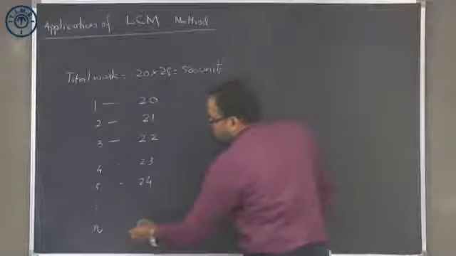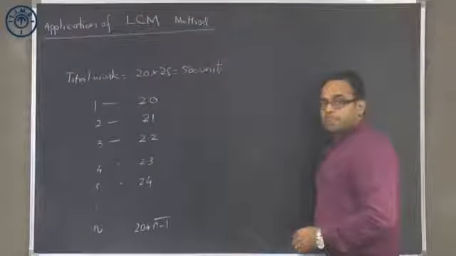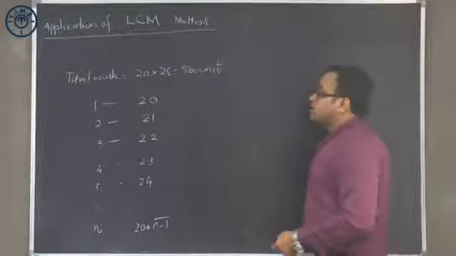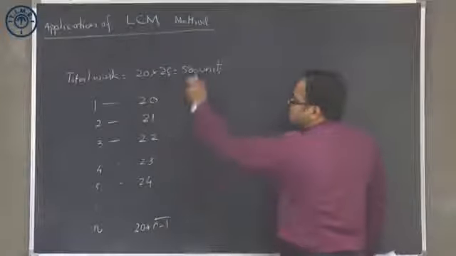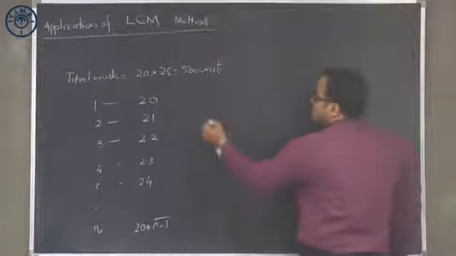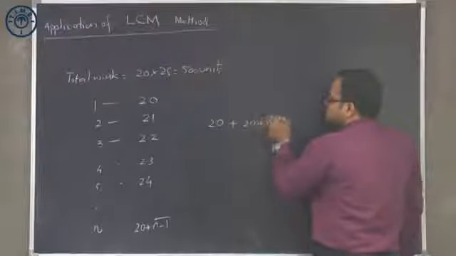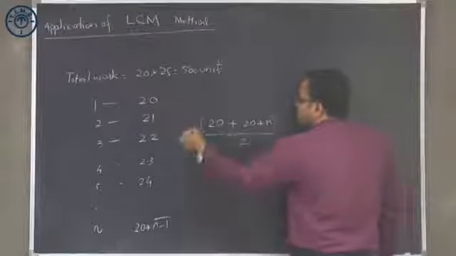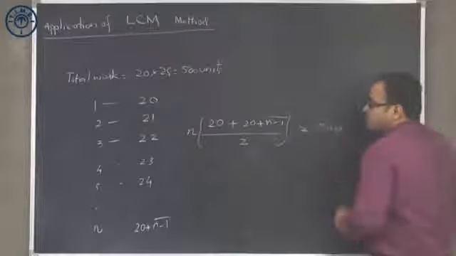On the nth day, the number of people will be 20 plus n minus 1. If the total work gets completed, can we say that the sum of all these numbers has to be greater than or equal to 500? So the first term plus last term, 20 plus 20 plus n minus 1, upon 2, multiplied by the number of terms n, has to be greater than or equal to 500.